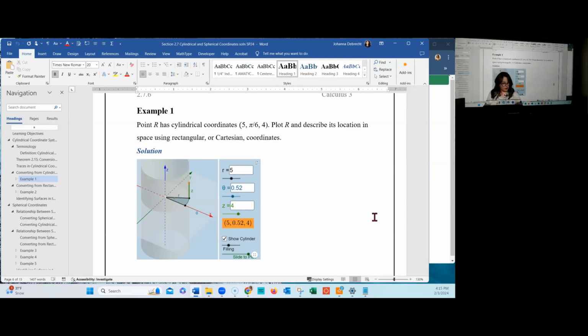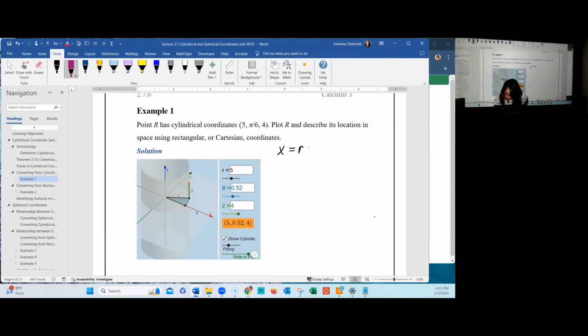What would we come up with in the rectangular coordinate system? When we're doing this, remember that our relationships are x equals r cosine theta and y equals r sine theta, coming from polar coordinate systems, and z just stays the same. So we have x equals r cosine theta and y equals r sine theta. And we know that up here, this is r, this is theta, and this is z. So r is 5, theta is pi over 6, and z is 4.